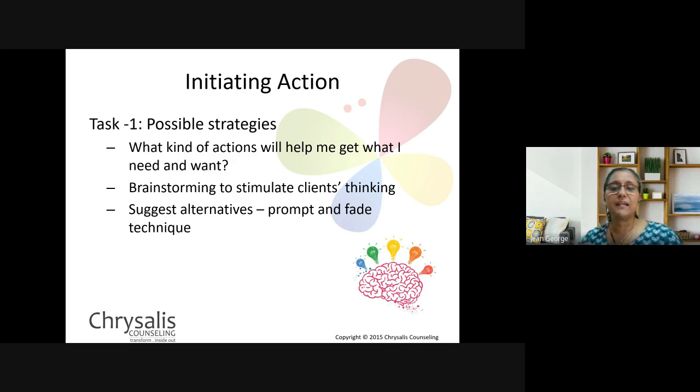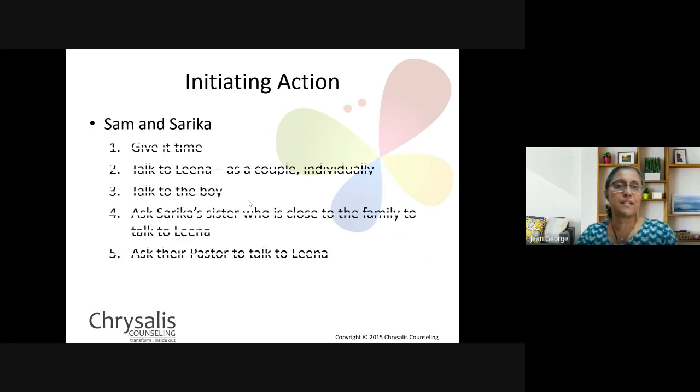The fading part of that technique is by not turning it into advice giving. They must see that there are 10 of these strategies and they can choose one from them and commit to it. So you may suggest it, but it won't be that, I think this is what you should be doing. You don't come into that position.